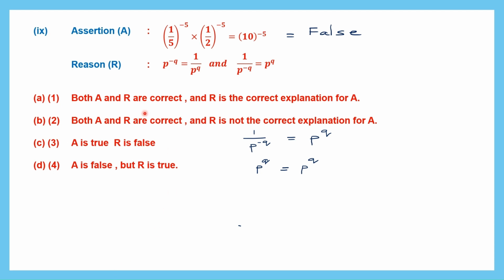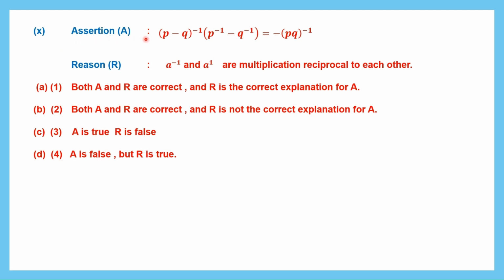So what do we understand? Both the parts of the reason, when we analyze, are true. So we can write this as true. So assertion is false, reason is true. That means our answer is option D. Assertion is false, but reason is true. This is our answer. Question 10, let's analyze the assertion.